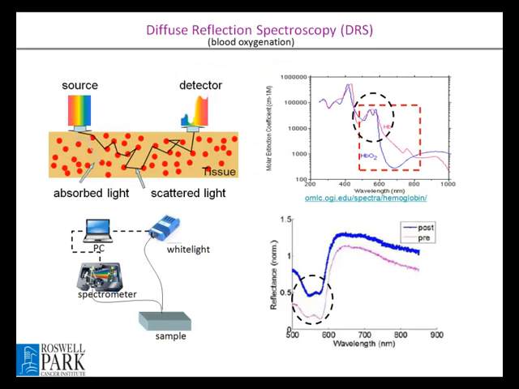For the diffuse reflectance spectroscopy, we assume that the contrast comes from the blood, so hemoglobin. So we have the oxy- and deoxyhemoglobin absorbers. We use a white light spectrometer, and we acquire data from the 500 to 850 nanometer range. The main absorption between 500 and 600 nanometers is really quite useful for quantifying the oxy- and deoxyhemoglobin.